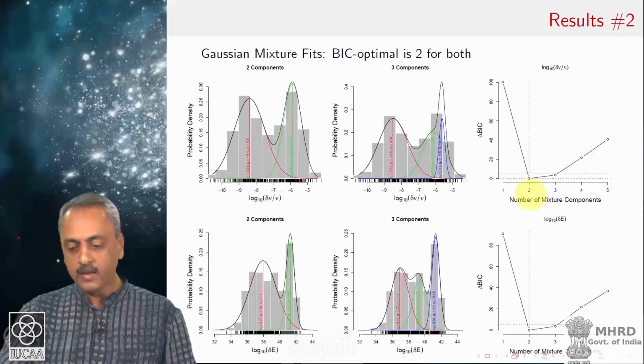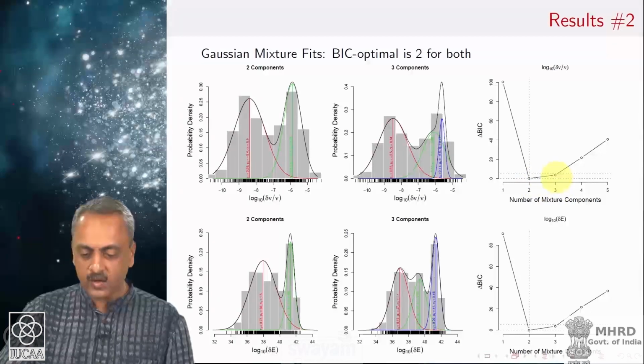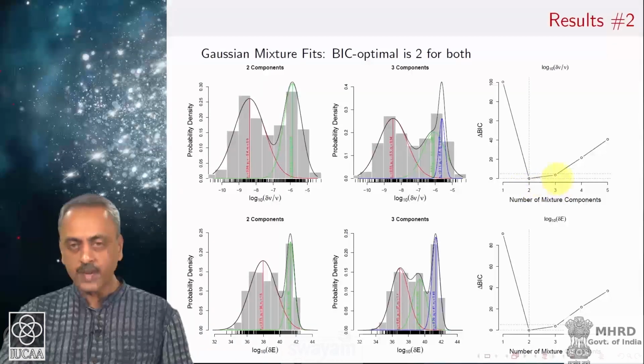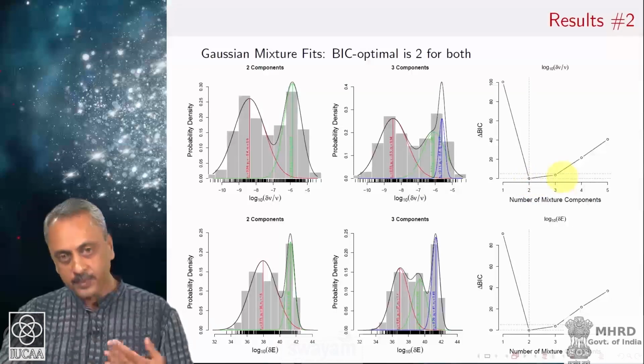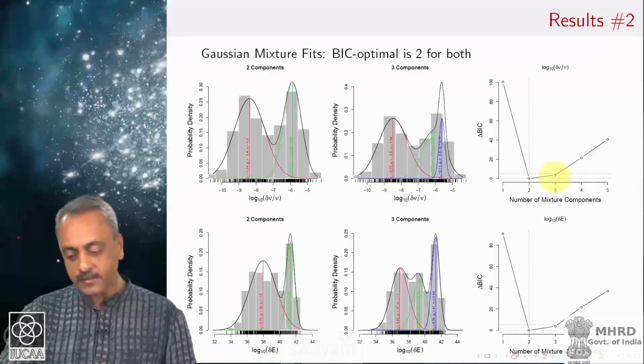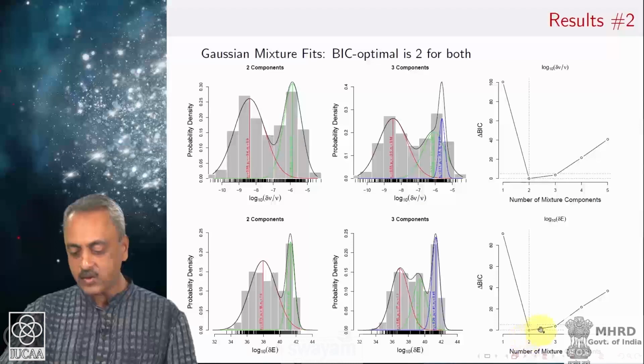Clearly 2 here is where BIC is at its minimum, but then the value of BIC at 3 components is also sort of close, not too far away. So, maybe there are 2 Gaussian components in the data, 2 Gaussian components explain the data well, maybe 3 Gaussian components explain the data well. You get similar results for delta E data also.